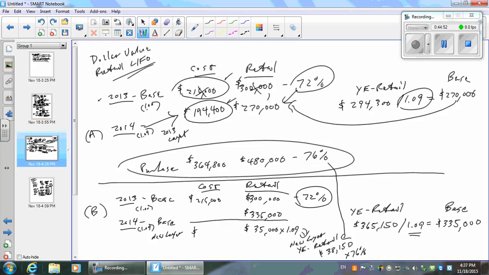How much is that? 28,994. Okay, my ending inventory at 2014 on my financial statements. What is it? 216 from my base layer plus my new layer of 28,994. What do you get? $244,994. Okay.